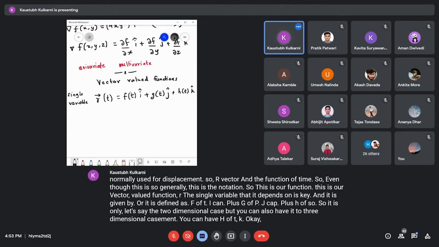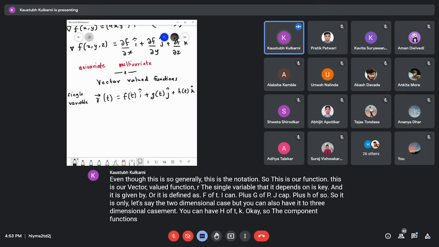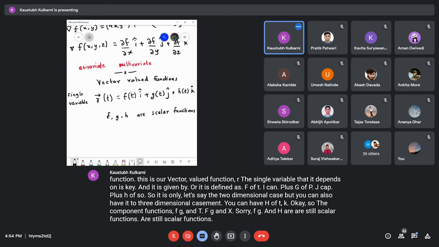Okay, so the component functions f, g, and h are still scalar functions.